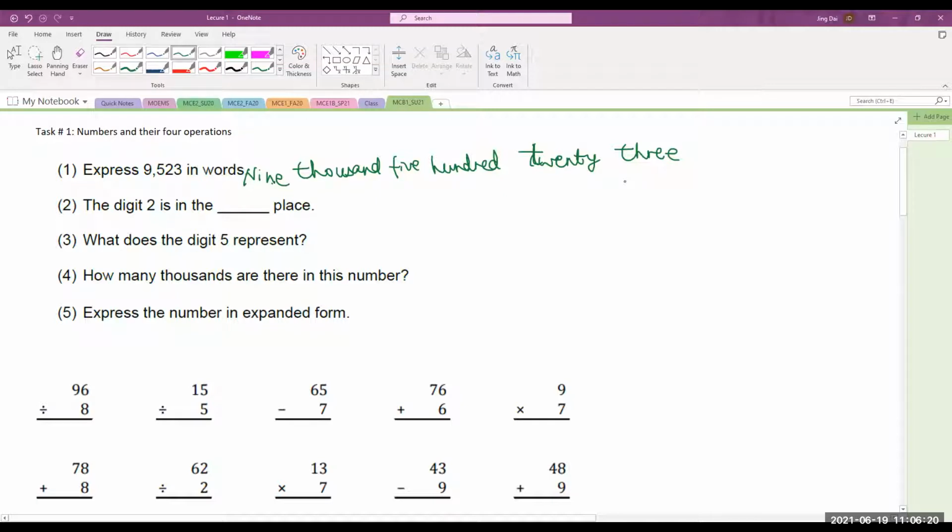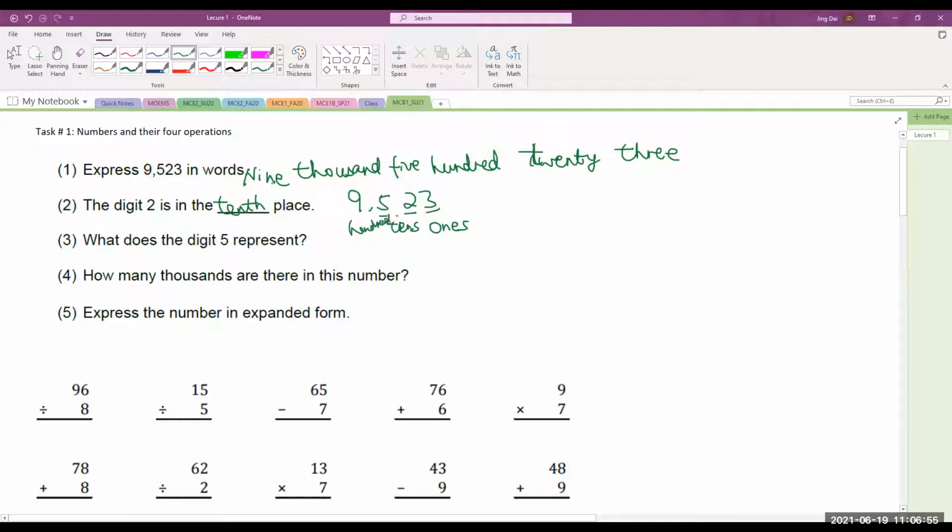And the second question, who wants to do it? Felix, can you do it? It's in the tens place. Oh, very good. Thank you. So let's go over this whole thing. Felix told us 2 is in the tens place. What about 5, guys? Hundreds place. What about 3? Ones. Okay, this is ones, tens, hundreds.